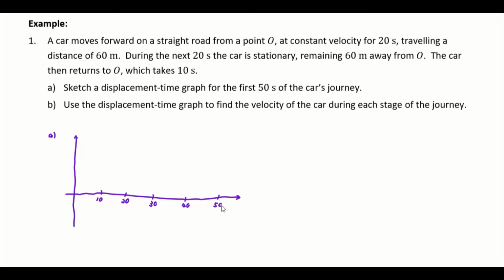Okay, so let's look at the first one. It moved forward at a constant velocity. You should remember, for constant velocity in an ST graph, what is that going to look like? Yeah, it's going to be a straight line, right?